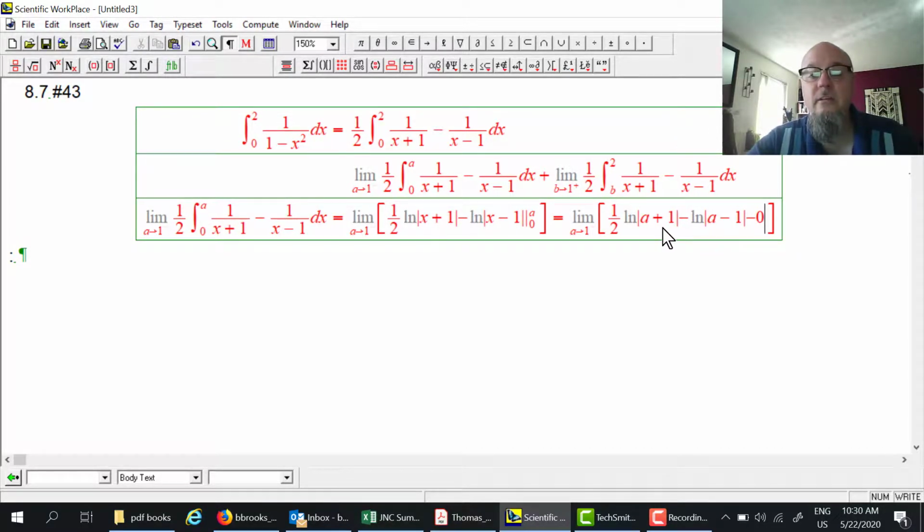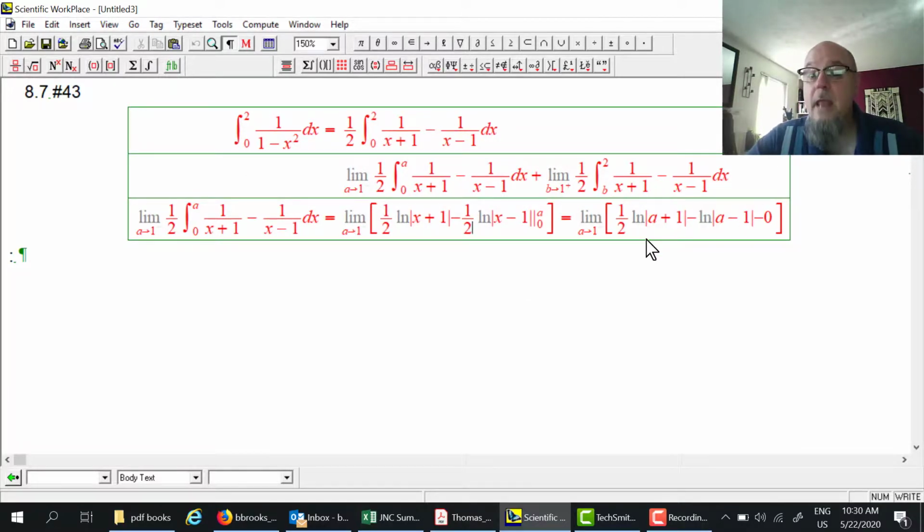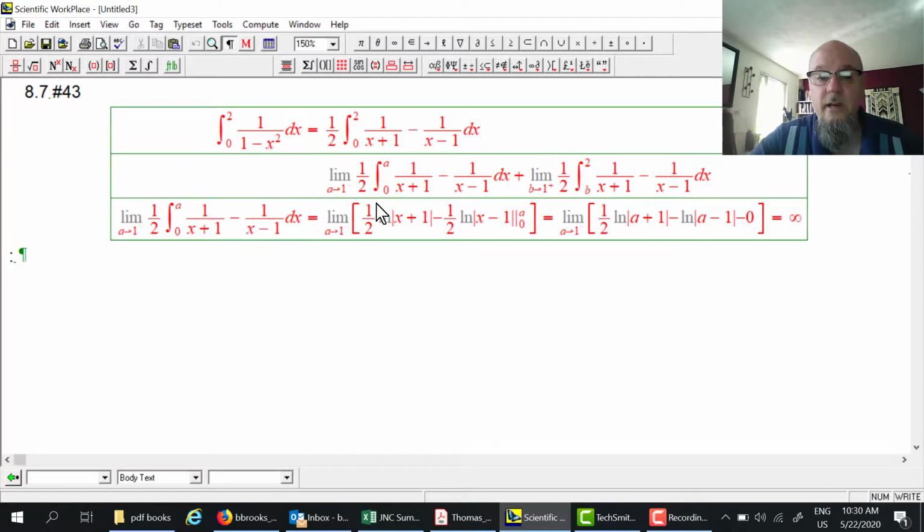So now I'm set to take, oh, and I should have a half in front of this one as well. It doesn't make any difference because the whole thing went to 0. But anyway, now I'm taking the limit as a goes to 1 from the negative side. So this is just ln 2, not a problem. This one, though, becomes the ln of 0, and that's undefined. So this piece, just this piece here, equals infinity. So this integral diverges. I don't even have to look at this. It would diverge as well. But the answer to this then is diverges.